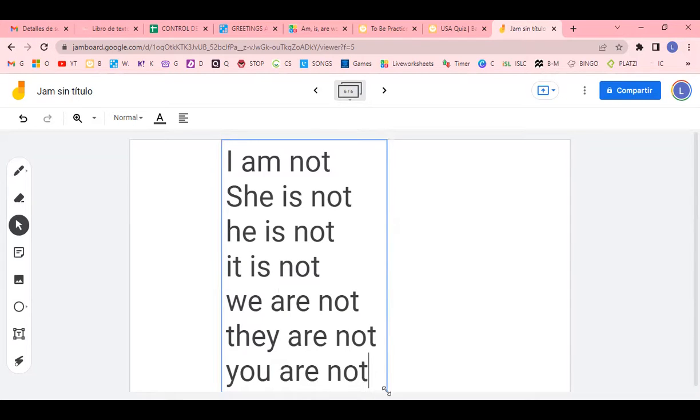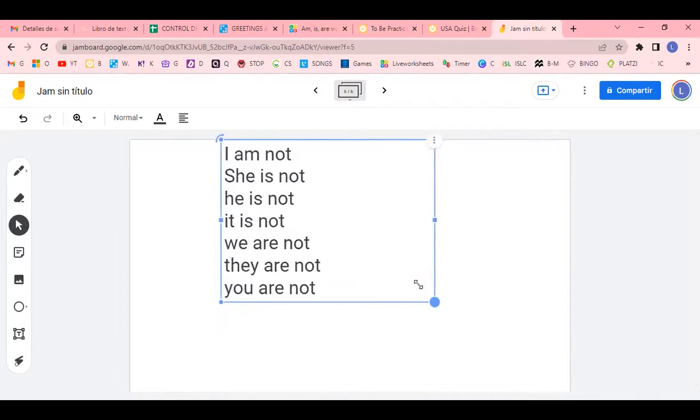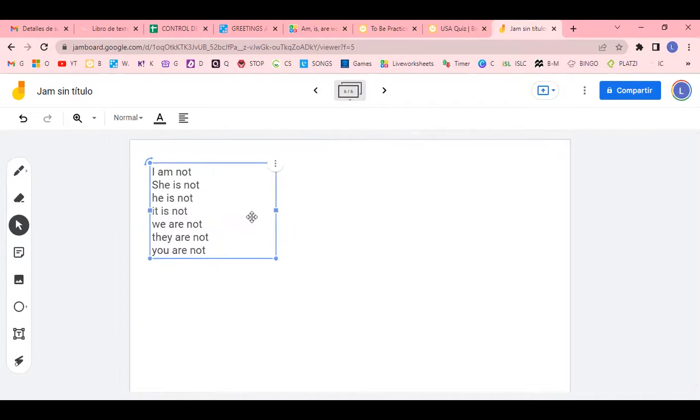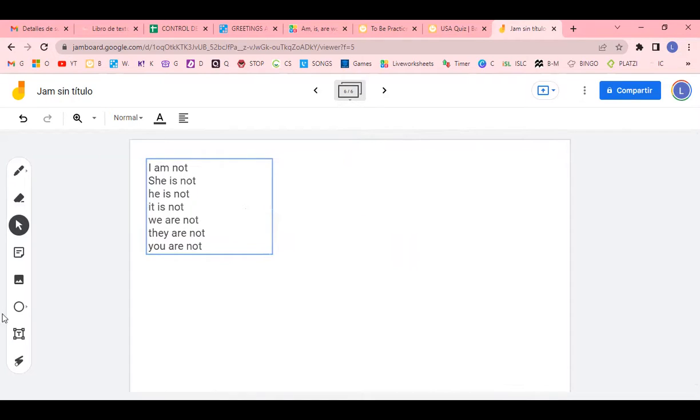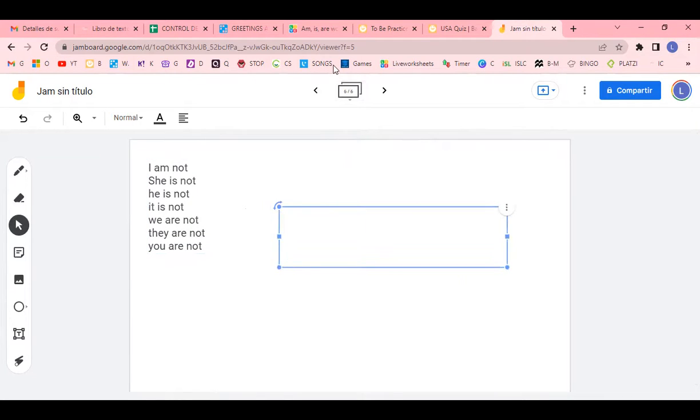Okay. Now, what are we going to do right now? In order to practice, just the last practice, okay? We are going to write sentences about one family member.